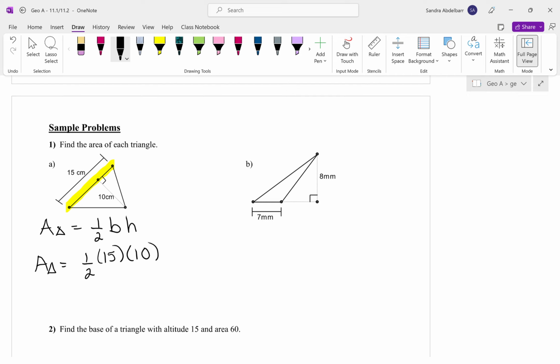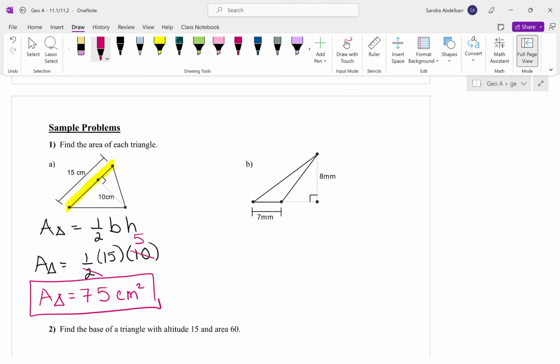I think I had explained this before, right? You don't have to multiply 15 and then 10 and then take half of it. What you can do is just take half of one of those numbers. What does that mean? 2 goes into 10 5 times. So then the area of this triangle is going to be 15 times 5, which is 75 centimeters squared. And if you did it the other way, you do 15 times 10 is 150. Half of 150 is 75. Either way, you get the same answer.